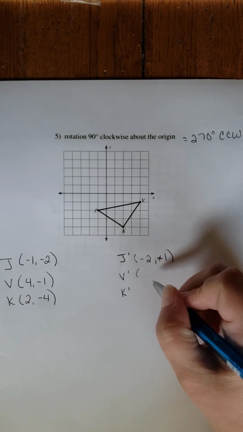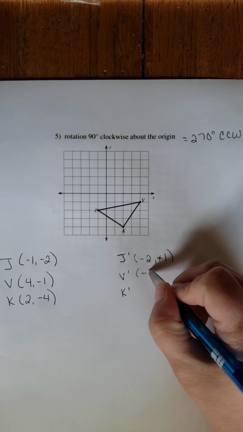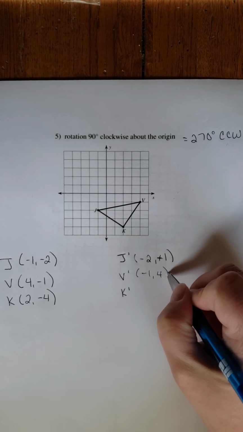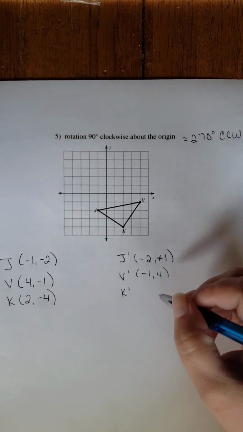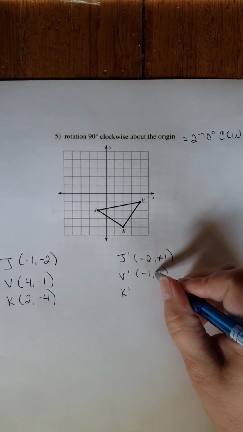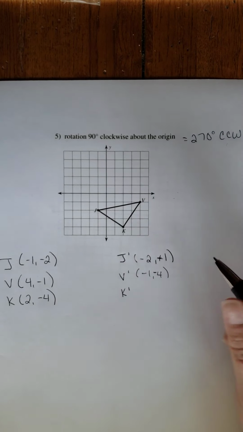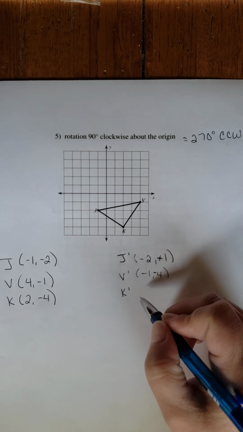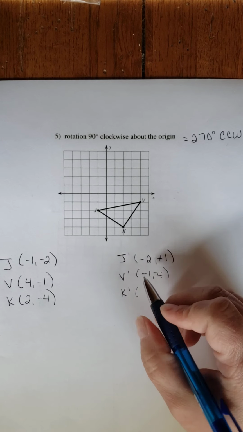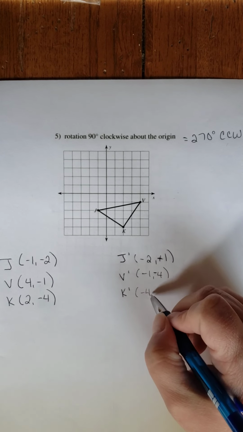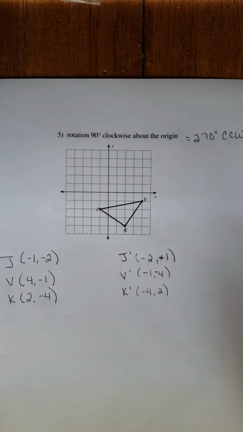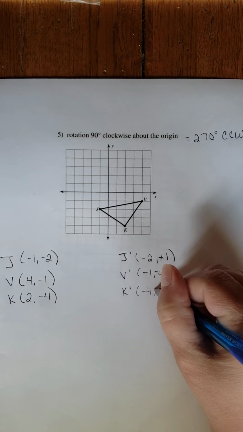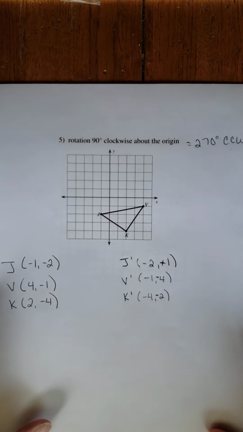Let's look at V. First, we're going to switch the coordinates. And then we need to change the sign of the new y. So this +4 becomes -4. And for K prime, we switch x and y, and we change the sign of the new y. So this +2 becomes -2.